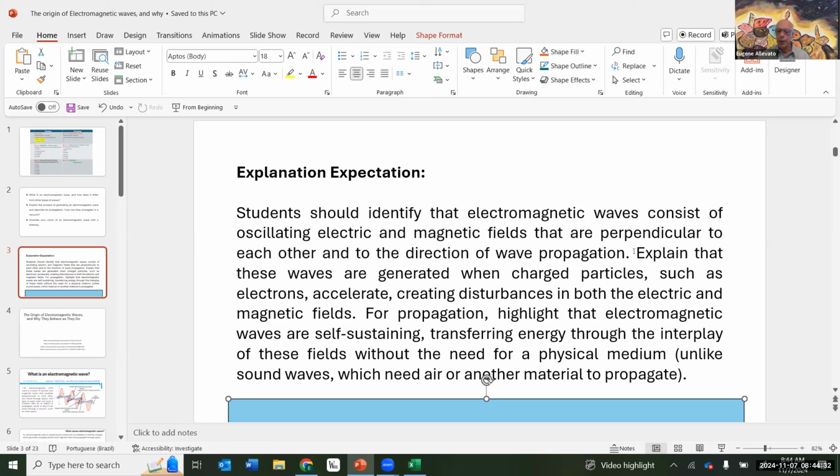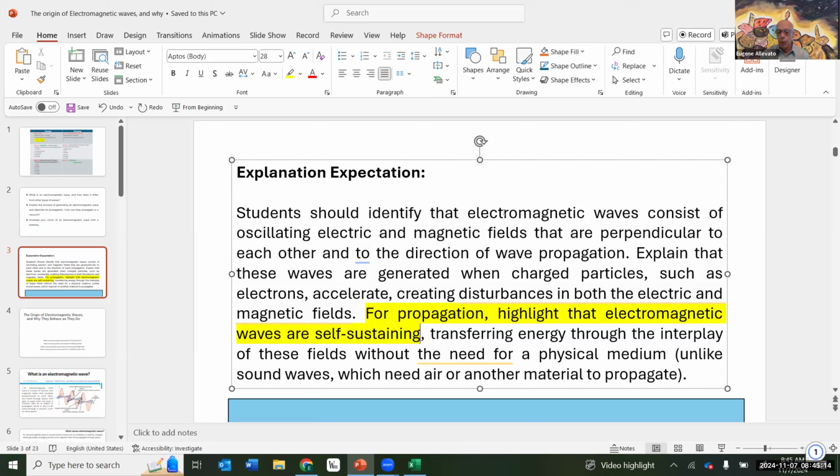So another important thing is to understand that these waves are created by charged particles, like electrons. And also, a very important thing here is this understanding, I have highlighted there, that the electromagnetic wave is self-sustaining. What self-sustaining means, can anybody try to interpret this?